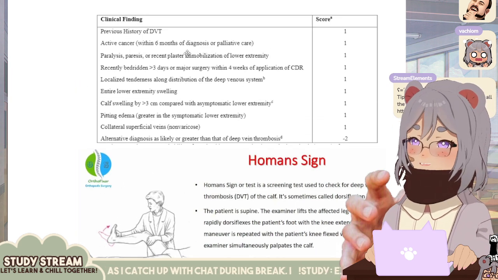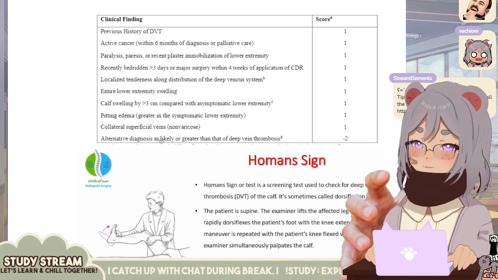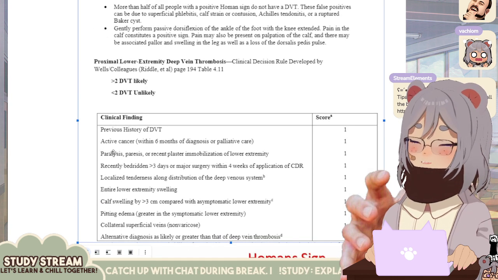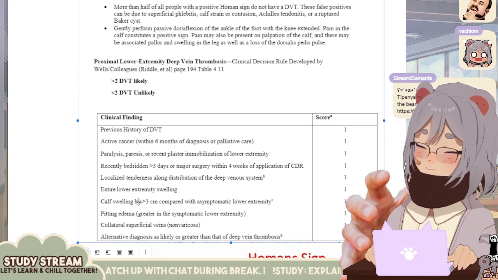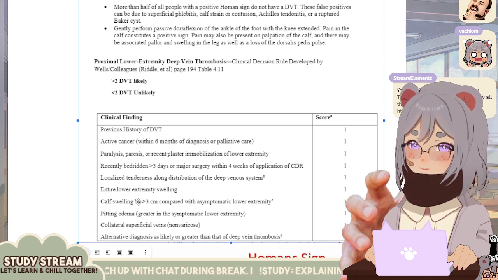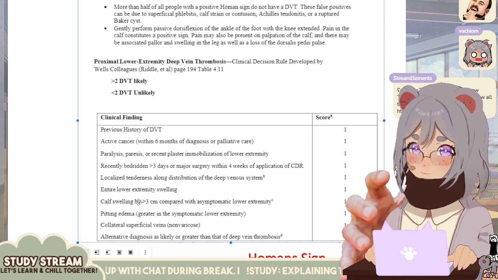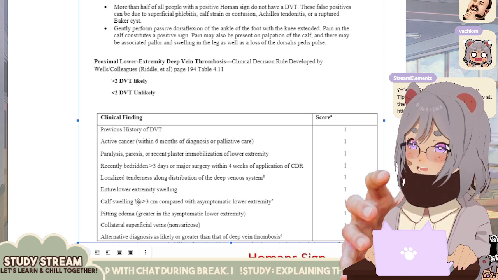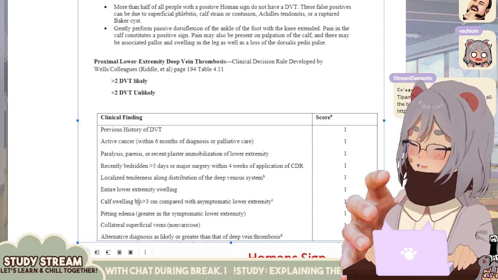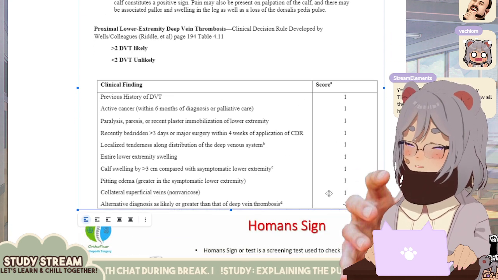But even with all those clinical findings, by the way, there could be an alternative diagnosis which basically puts you back into the negative too. I didn't get the opportunity to explain this, and I apologize. Yes, the Wells clinical decision rule is basically supposed to indicate your risk of a DVT, and you're supposed to score yourself. That's why you see a bunch of ones right here.